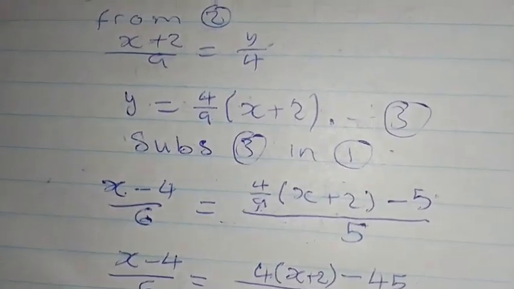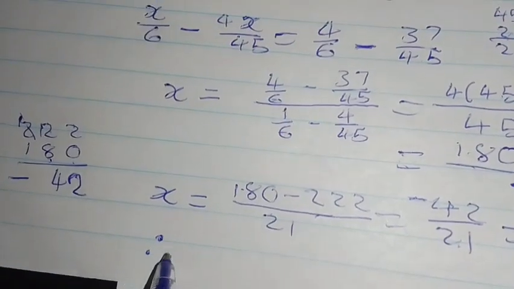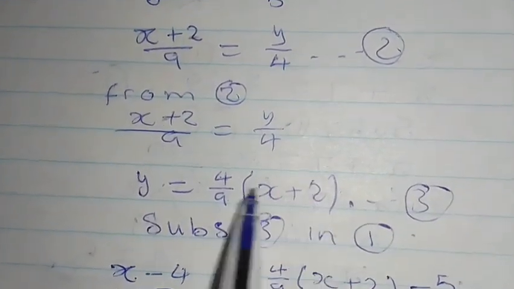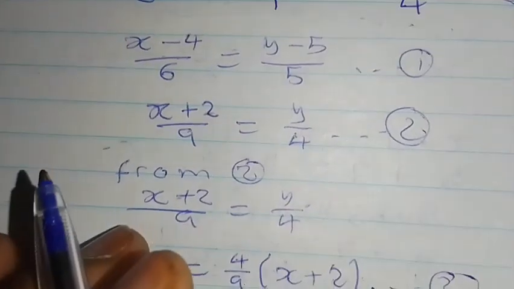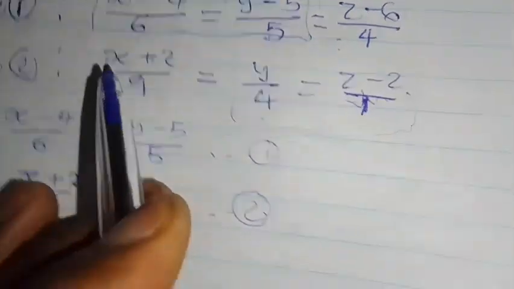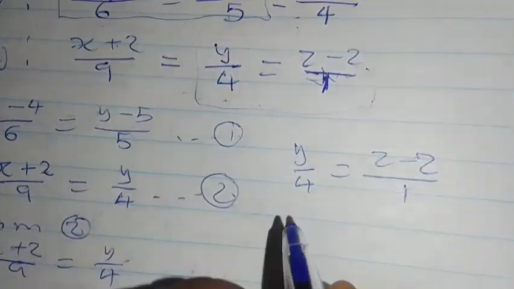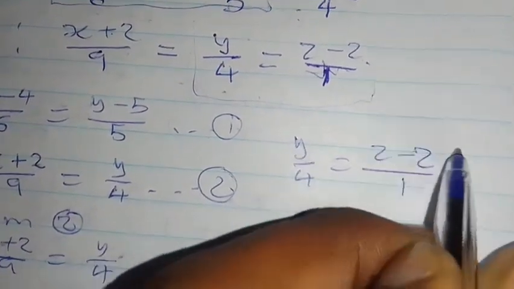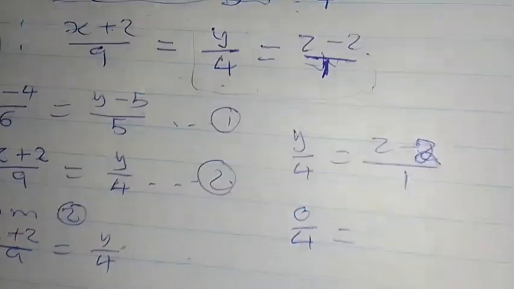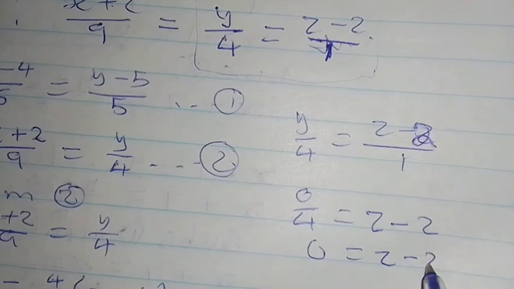And how do we get y? If we substitute minus 2, do you see that y becomes 0? Therefore, this implies that y equals 0, because minus 2 plus 2 is 0, and 4 over 9 times 0 is 0. And then how do we get z? Remember, here, y over 4 is equal to z minus 2 over 1. And then y is 0, 0 over 4 equals 0, so z minus 2 over 1 is the same as z minus 2. So this is 0 equals z minus 2. Then you get the value of z to be 2. And that's how you can solve this.